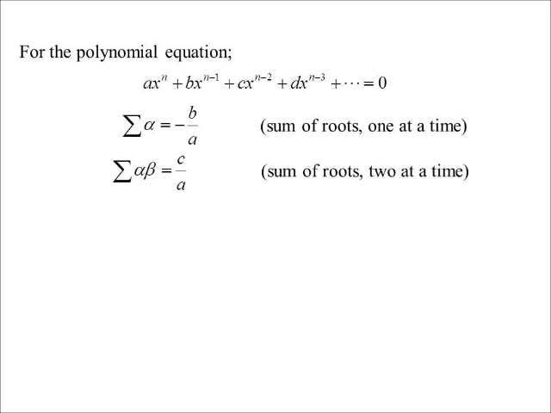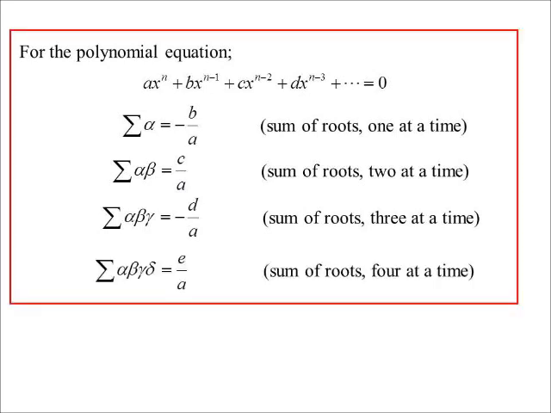If we were to take all the possible pairings, so we say sum of the roots taken 2 at a time, that will always be c on a. If I take them 3 at a time, that'll always be minus d on a. If I take them 4 at a time, that'll always be e on a. If I was to keep going, say we had a larger polynomial, 5 at a time would be minus f on a, 6 at a time would be g on a, and so on, and so on, and so on.